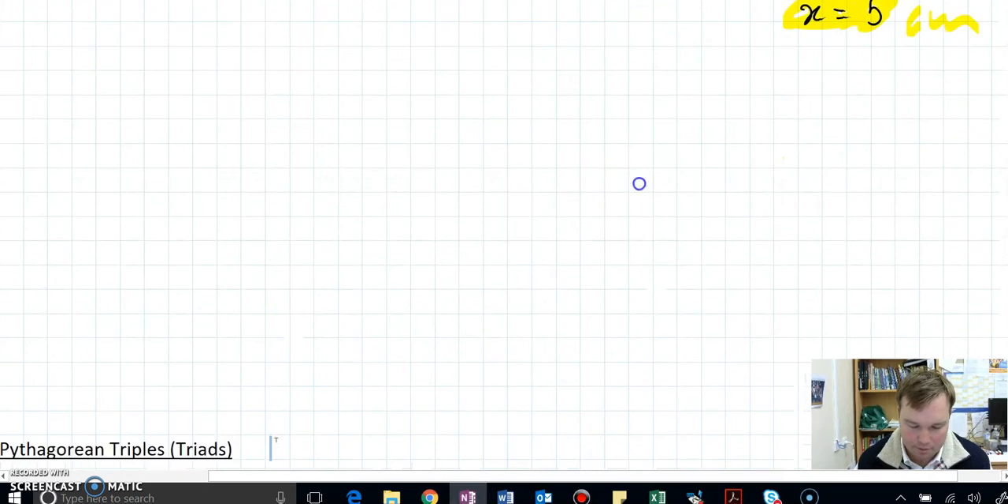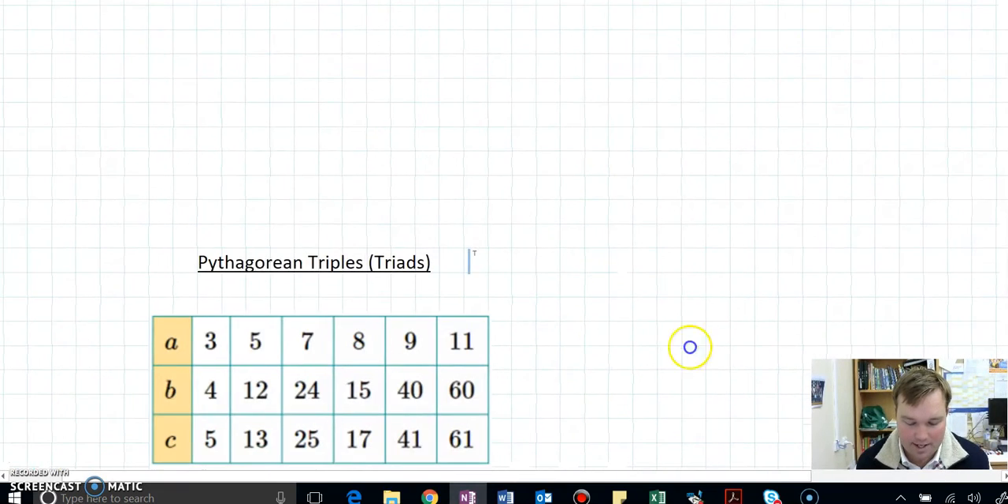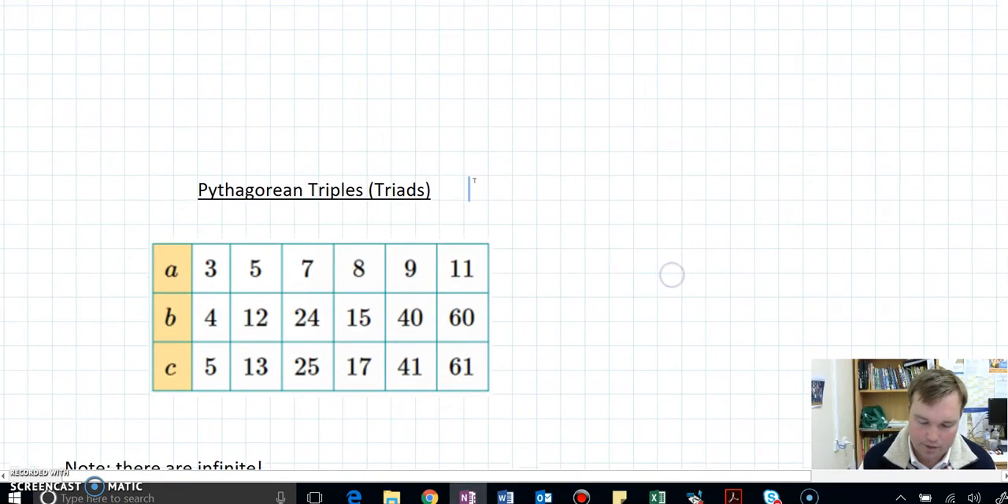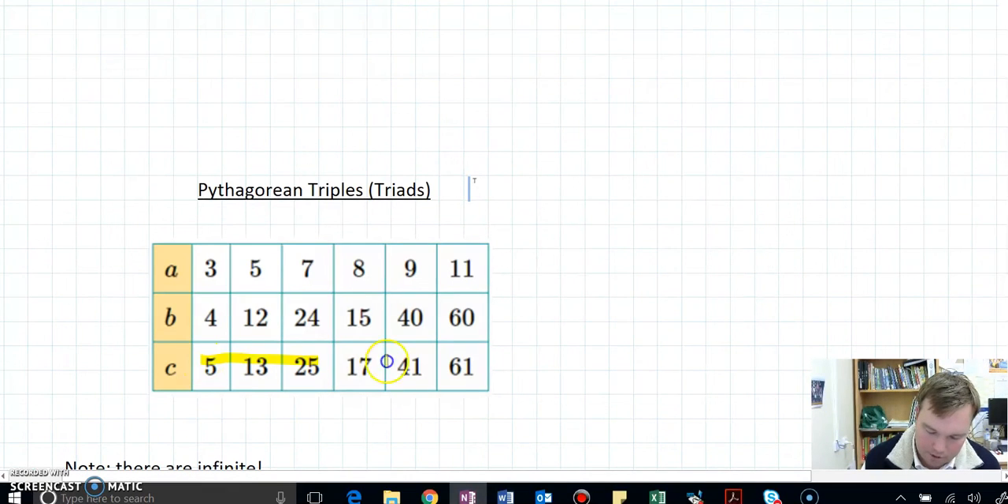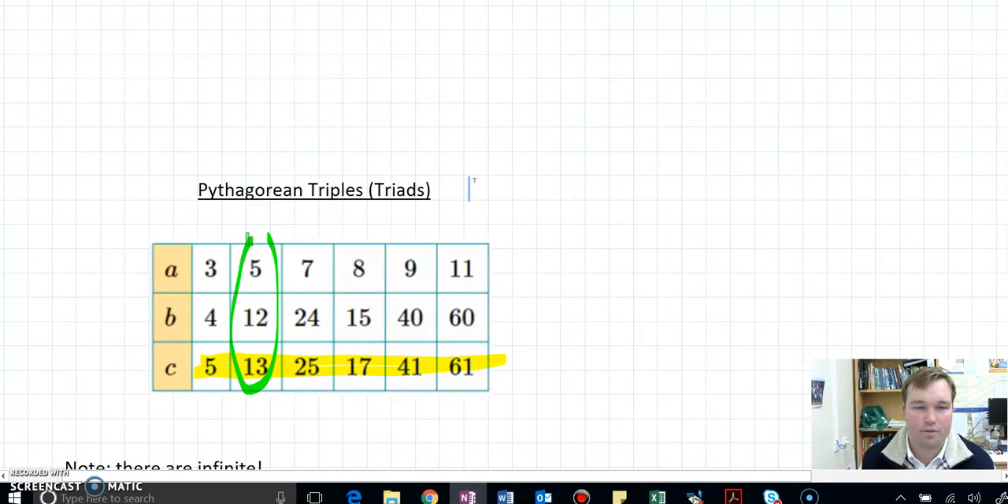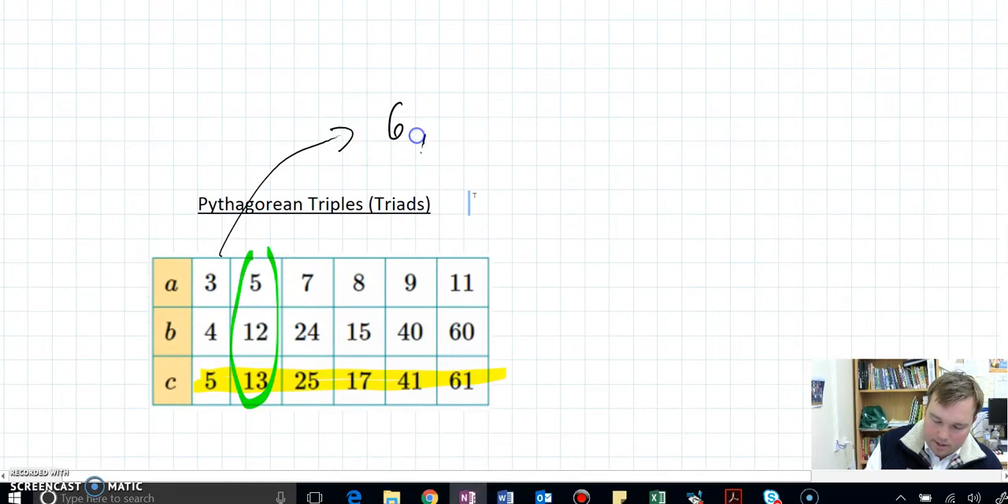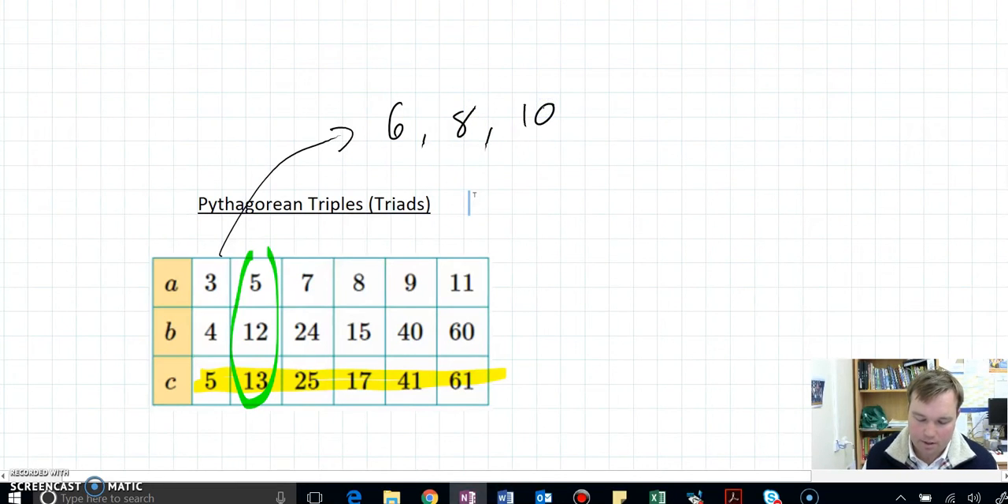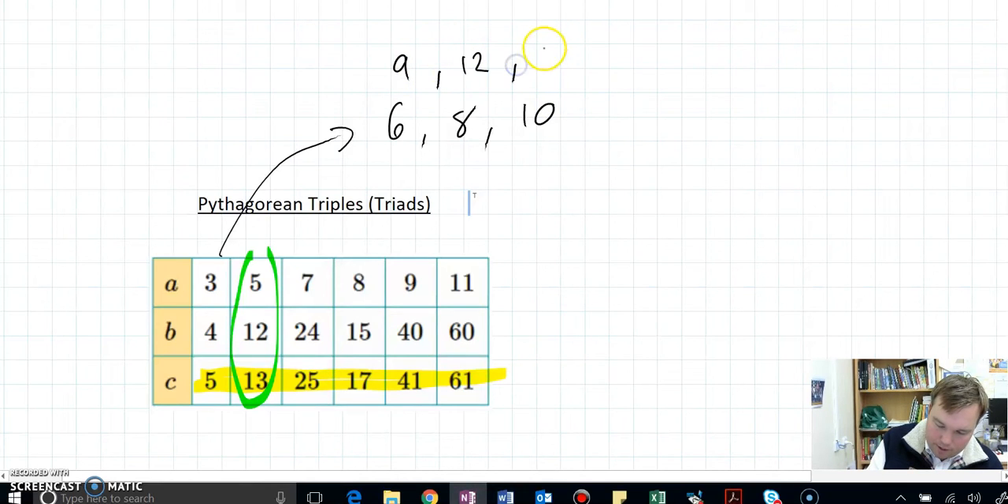5, 12, 13 is one example of a Pythagoras triple. They're also called triads, and here are some others. So these are the hypotenuse sides. We just discovered, if you like, 5, 12, 13. There's also 3, 4, 5, and a whole bunch of others. Note that if we take any one of them and multiply it by a number, say 2, 6, 8, 10 is also a Pythag triple. Or multiply it by 3, 9, 12, 15 is a Pythag triple as well.